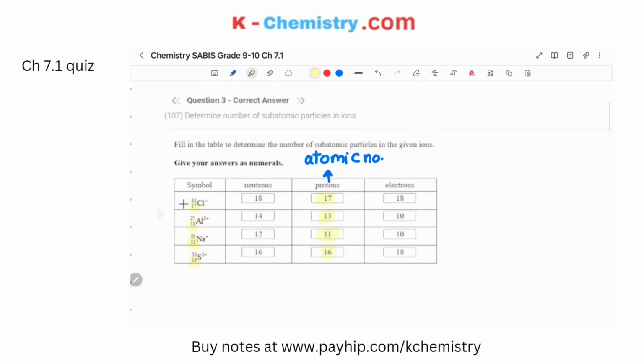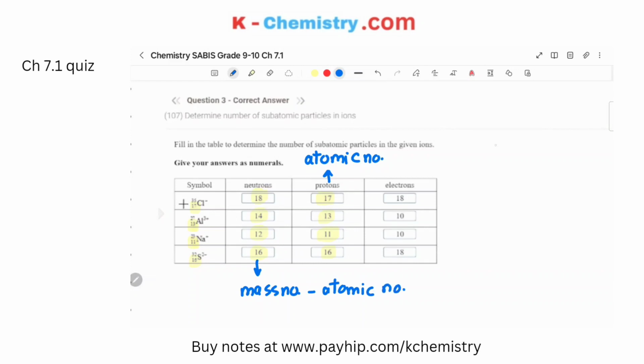How to find the number of neutrons? You find it by subtracting the atomic number at the bottom from the mass number at the top. 35 minus 17 is 18. 27 minus 13 is 14. 23 minus 11 is 12. 32 minus 16 is 16. So always find the number of neutrons by subtracting the atomic number from the mass number.